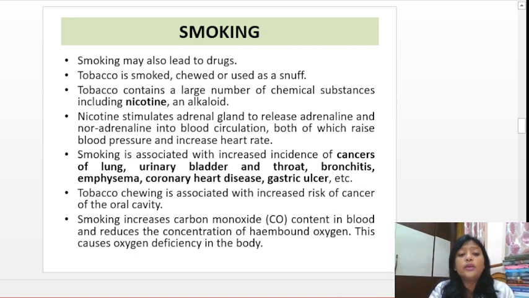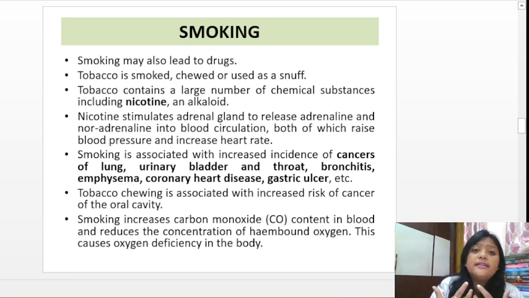Also, we know that people who smoke a lot might suffer from many types of lung diseases. And not only those who smoke, even those who inhale this tobacco smoke, it may lead to cancer of the oral cavity, it may lead to cancer of the lung. And also, chewing of this tobacco leads to the risk of cancer in the oral cavity.